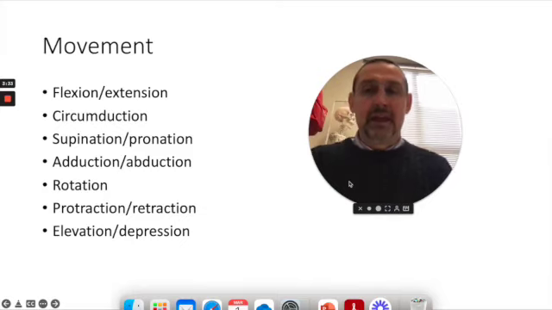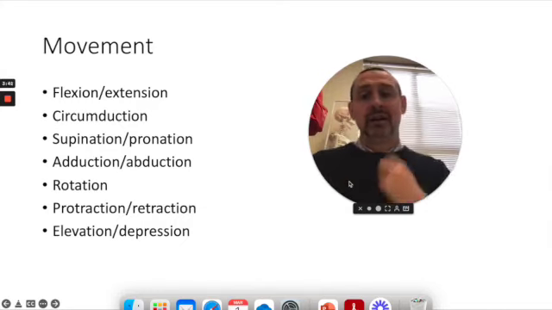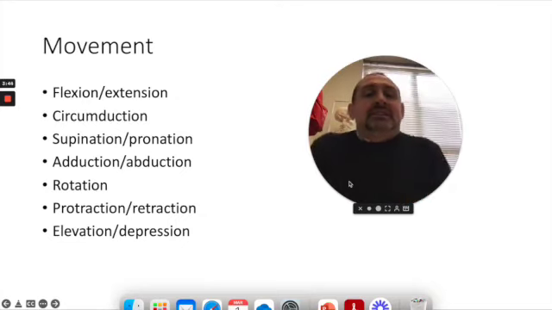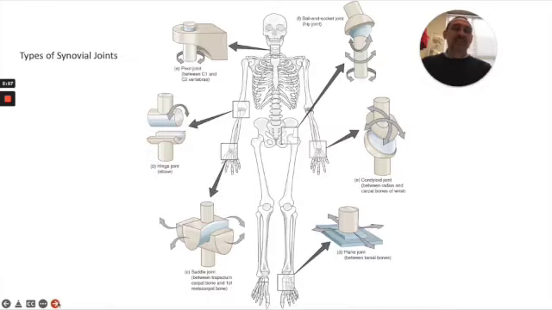Protract and retract is something you can do with your jaw. You can stick it out and move it in. Like stick your head forward, move it back. Elevate means to raise like this. Like you shrug your shoulders. Depress means you're pushing it down. It's going down. Depression. On this graphic, you can see how these joints are moving.